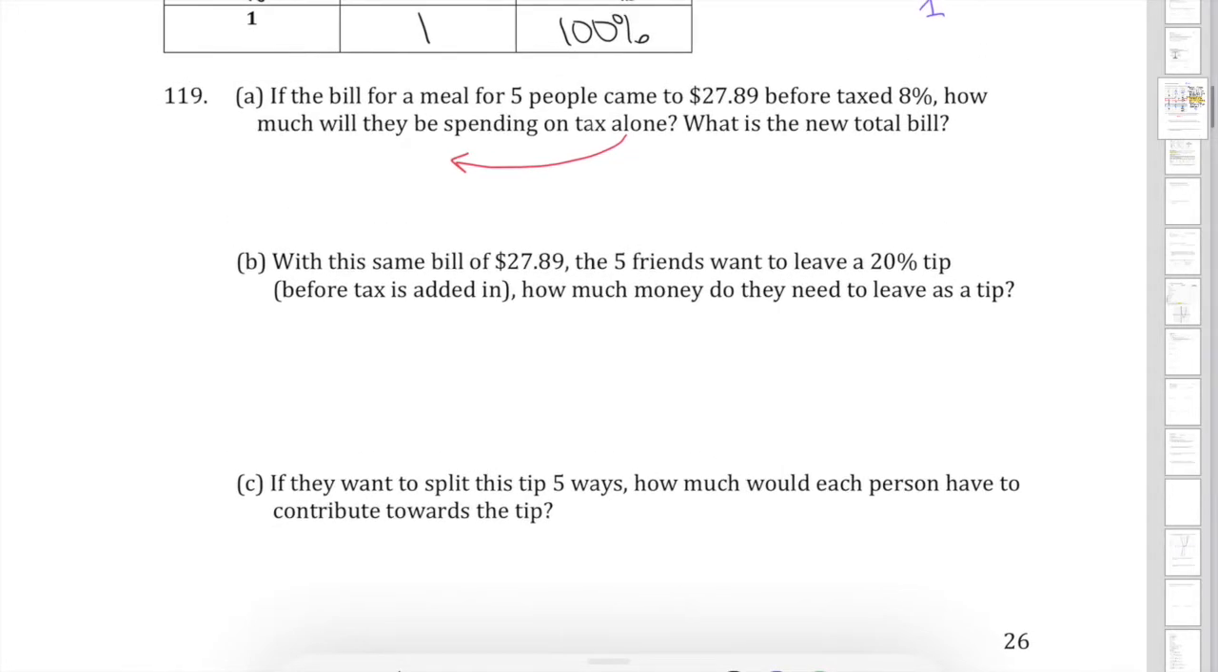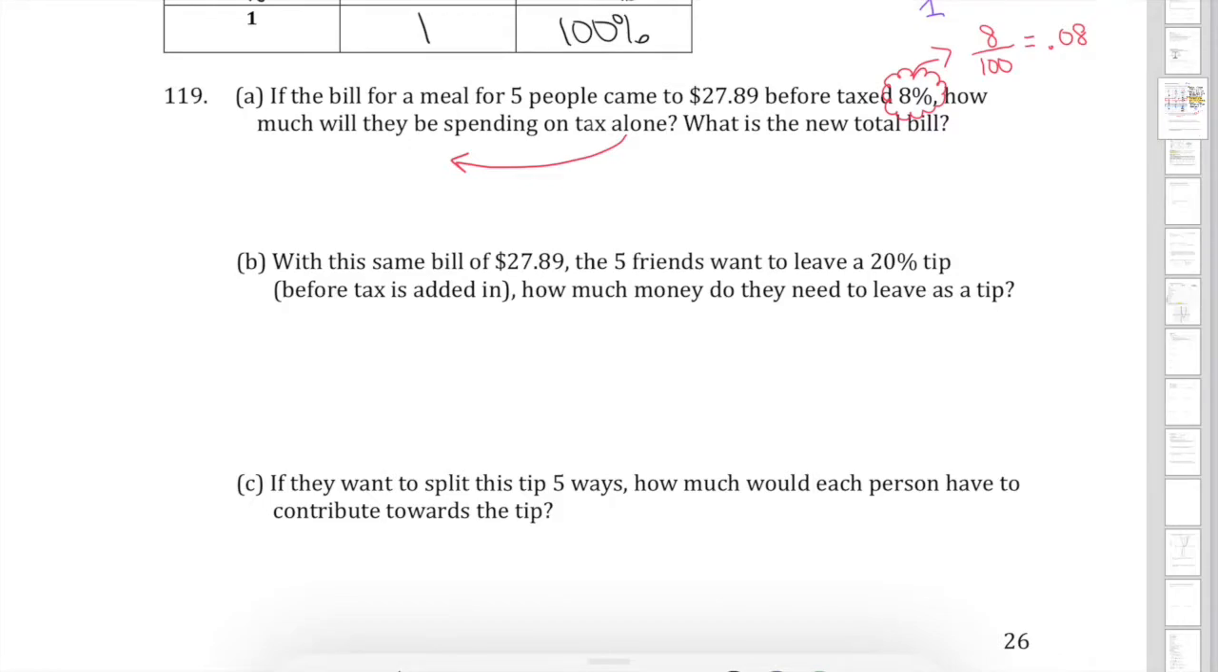Okay, so the total bill was $27.89, and it's being taxed 8%. To find how much the tax alone is, you need to figure out what 8% of $27.89 is. To take a percentage of a number, big life skill, the first thing you have to do is convert it to a decimal. You can go back and read your notes, but remember, percents are out of 100. So I just need to divide this by 100 to convert it to a decimal. And in my calculator, 8 divided by 100 is 0.08.